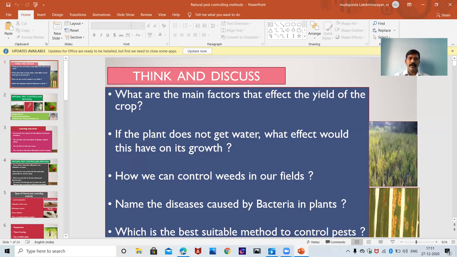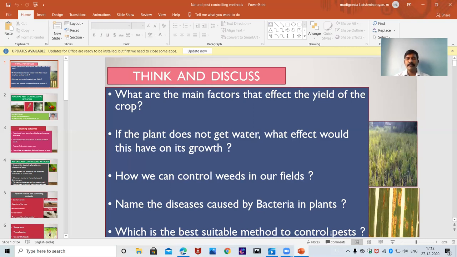Next, name the diseases caused by bacteria in plants. Tell me any one disease in plants that is caused by bacteria. Citrus canker in citrus plants is caused by the bacteria Xanthomonas axonopodis citri. Xanthomonas axonopodis citri bacteria causes disease in citrus plants, lemon plants.